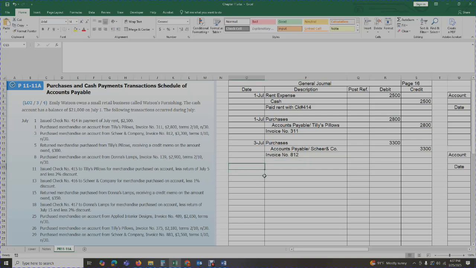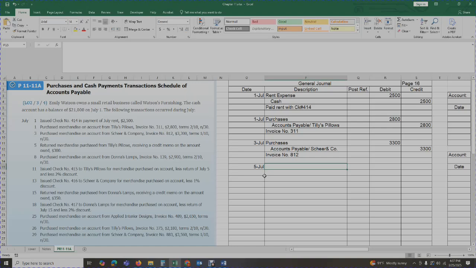So that happened on the 3rd. On the 5th, July the 5th, we returned merchandise purchased from Tilly's Pillows, receiving a credit memo on the amount owed. So remember, we bought merchandise, but we haven't paid it yet. Now we made a return. That return is going to be adjusted to our accounts payable. Okay, that's all we're going to do because we have not paid the merchandise yet.